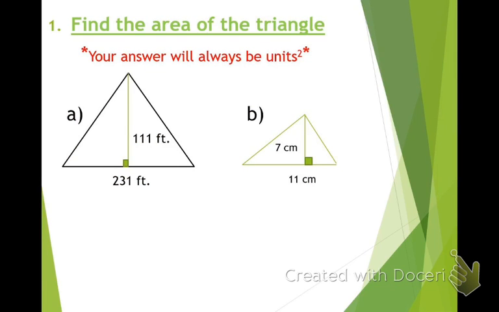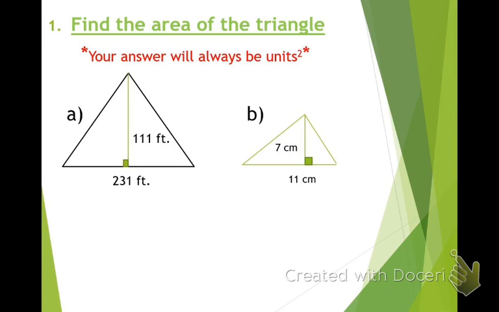For this first example, it's asking us to find the area of the triangle. I put something in red. It says your answers are always going to be units squared. Remember, you're only going to square the units whenever it asks you for the area, not if it asks you for a base or a height or a perimeter. It's only when it asks you for an area that you want to always remember to square the units.